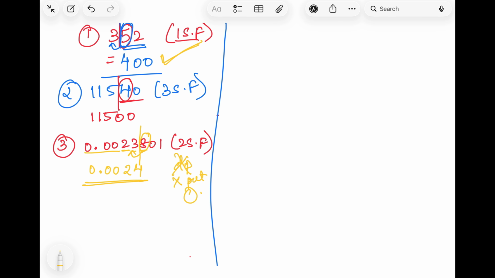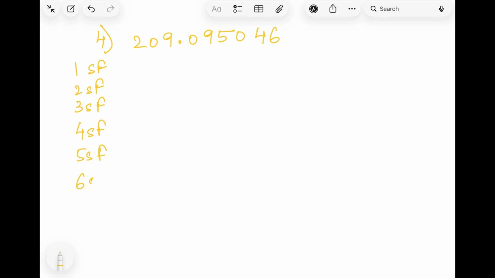To round off. In this question, we will round off to all significant figures. We are taking a very big number, a real big number. The number is 209.095046. Now we have to round it off up to 1 significant figure, 2 significant figures, 3, 4, 5 significant figures, and the last is 6 significant figures. So we will round it off up to 6 degrees of accuracy.